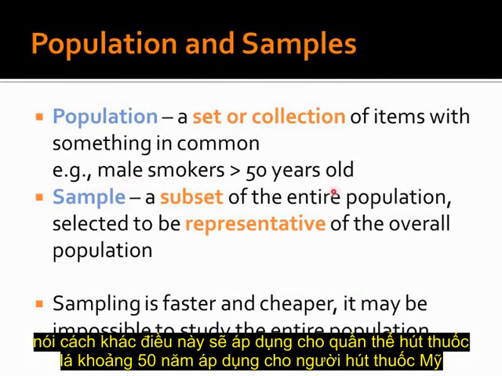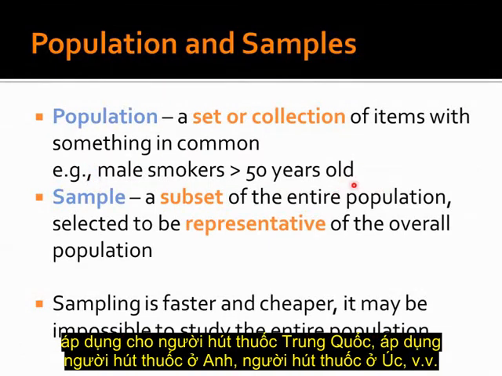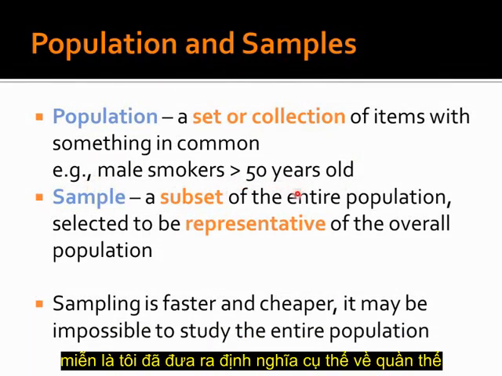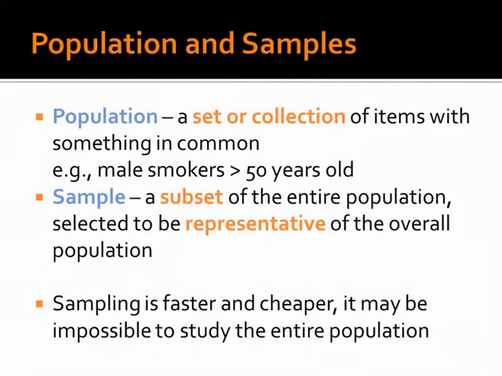And maybe doesn't even matter in what era they ever lived, right? So in other words, this population of male smokers above 50 years old would apply to American smokers, would apply to Chinese smokers, British smokers, Australian smokers, and so on and so on. It would apply to people who are 100 years old, even 150 years old, and so on and so on, as long as I've given the definition of what this particular population is defined as.